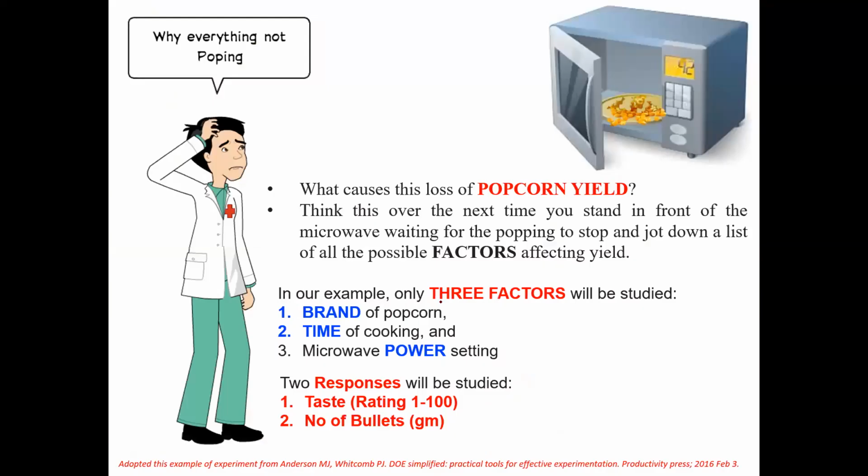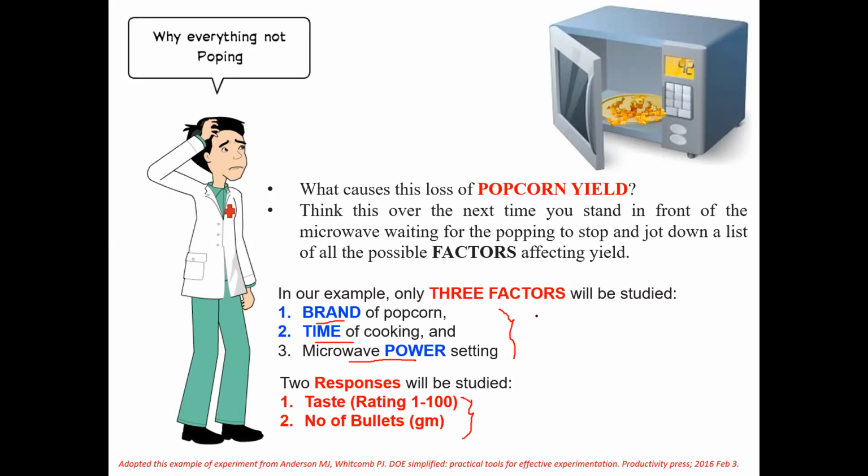That is called pre-literature search or patent search, which has to be done, and based upon some preliminary experiments, they came to the conclusion that the brand of popcorn, the time of cooking in the oven, and the microwave power setting are the three factors causing the responses, such as taste and the bullets, for the food, that is popcorn.